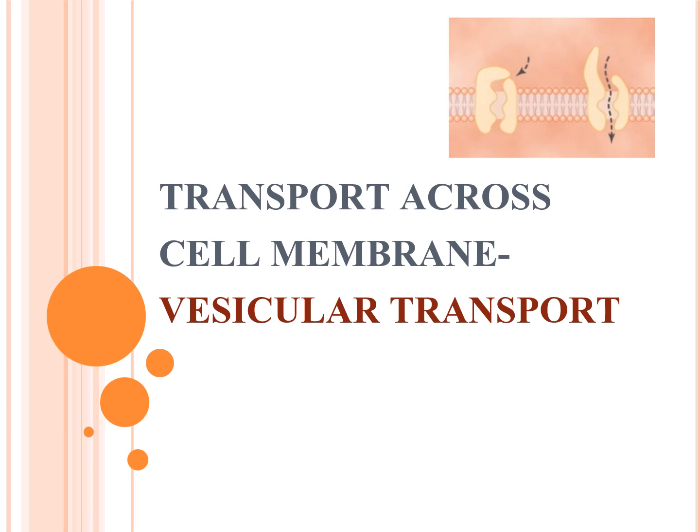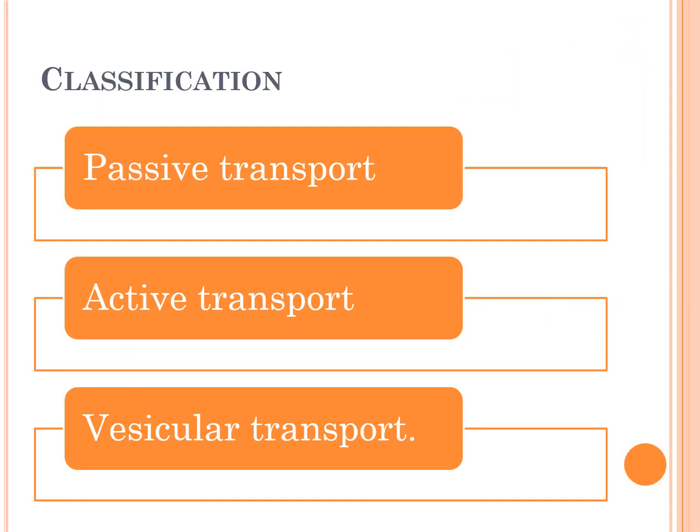Welcome to this session. In this session, we are going to learn about vesicular transport. Already we have seen the topics passive transport and active transport. So we know the main difference between passive and active transport is that in passive transport, the lipid soluble substances move from higher concentration to lower concentration without spending any energy.